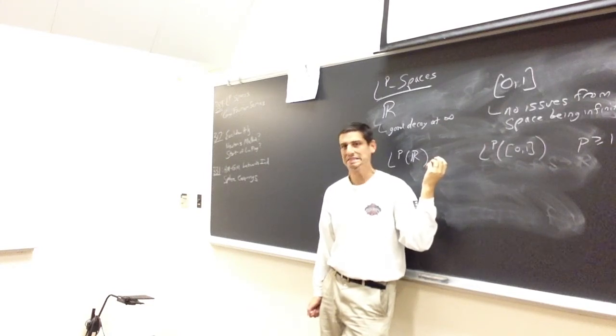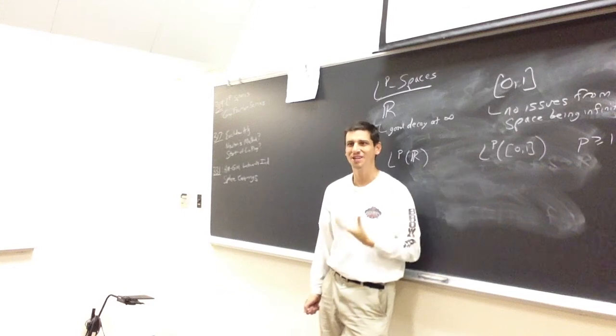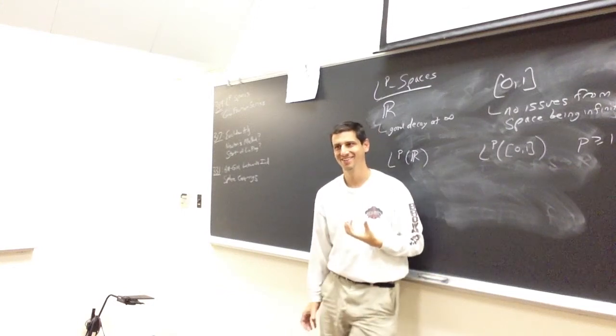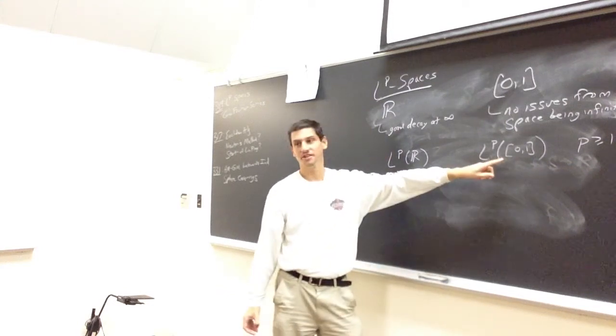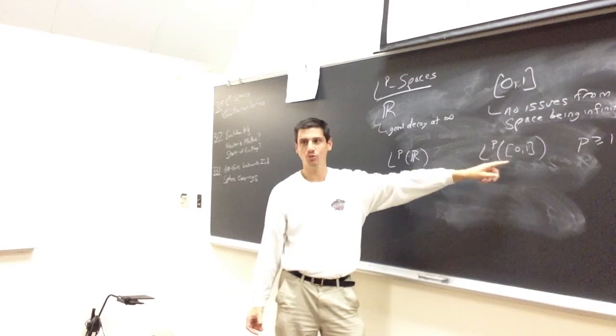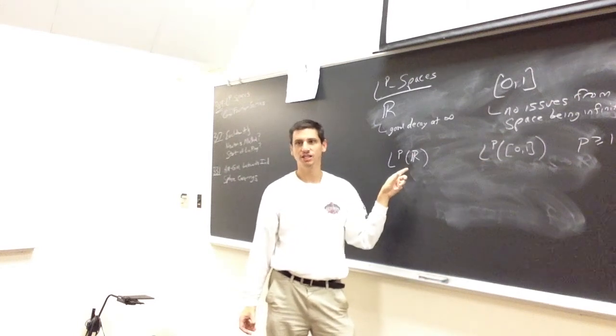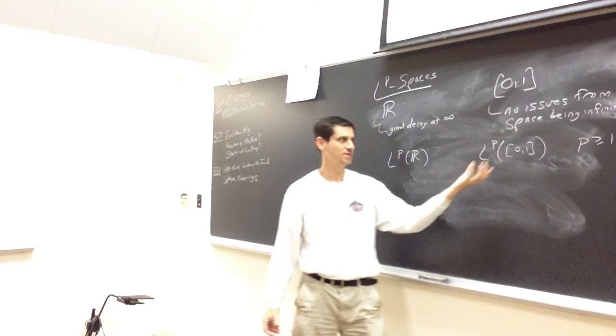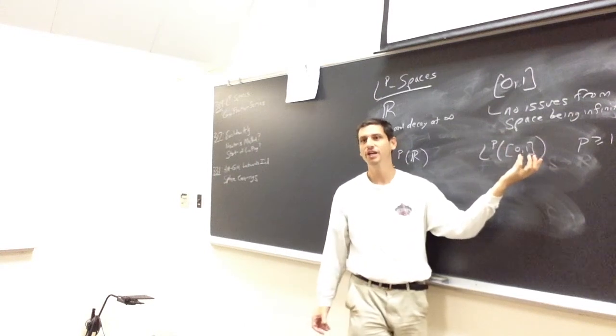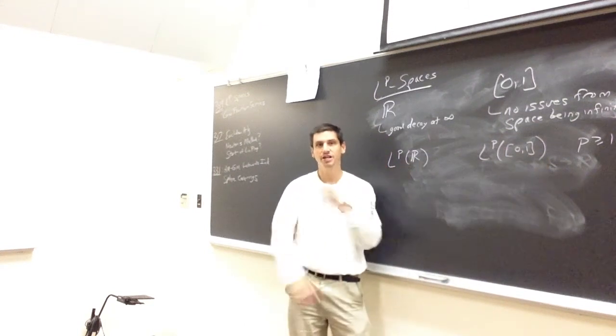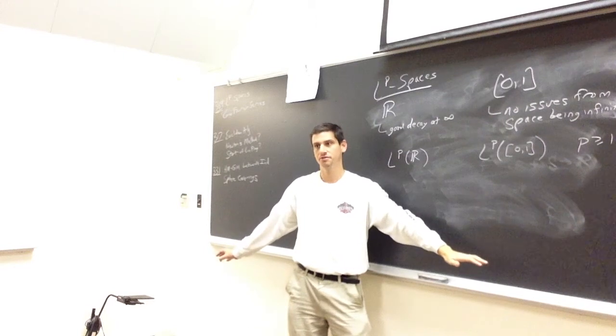I see at least one person kind of squirming. Why are you squirming? Because you have to define the function. Excellent. Here the functions are only defined on [0, 1]. Here the functions are defined on R. Let's do the obvious thing: if we have a function defined on [0, 1] and we want to view it as a function defined on R, set it to be 0 everywhere else.